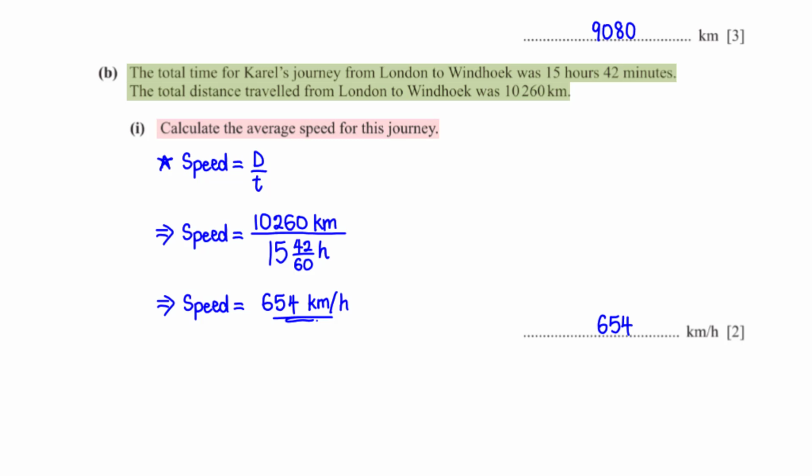This time around, we've been given the distance and time duration for the entire journey, and we are asked to find the average speed. We know that speed equals distance over time. The distance traveled is 10,260 kilometers, and the time duration is 15 hours 42 minutes. To convert 42 minutes to hours, we divide it by 60. When we type this into the calculator, we get the speed of the journey as 654 kilometers per hour.